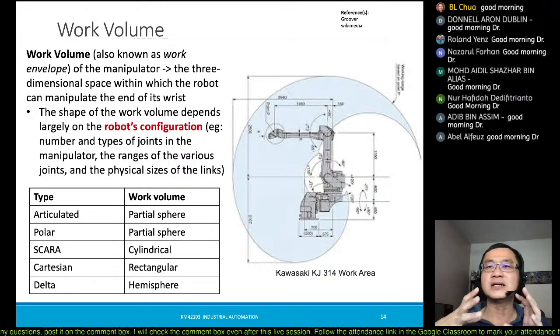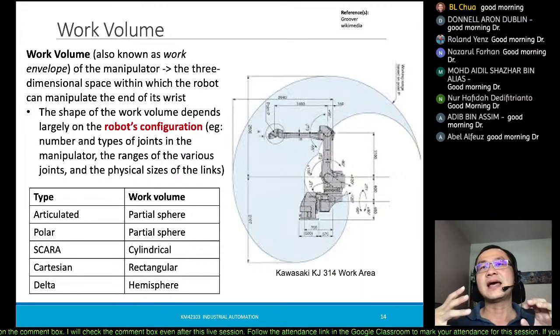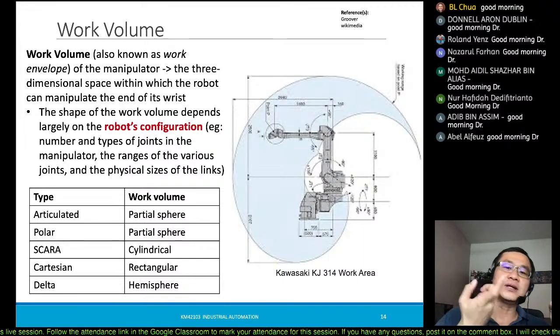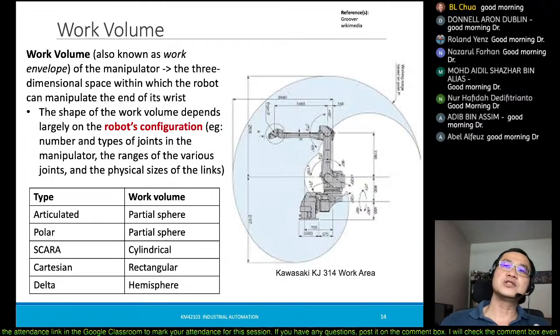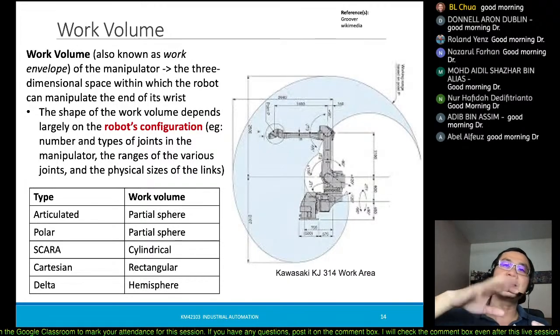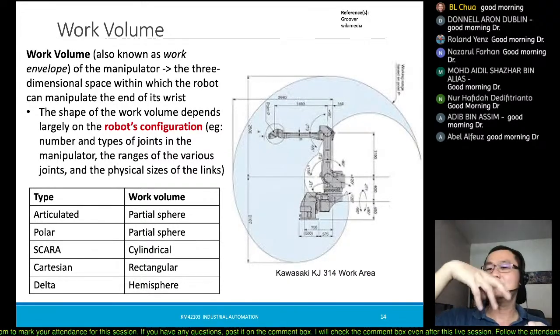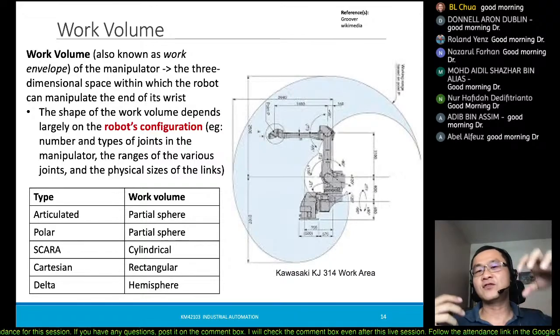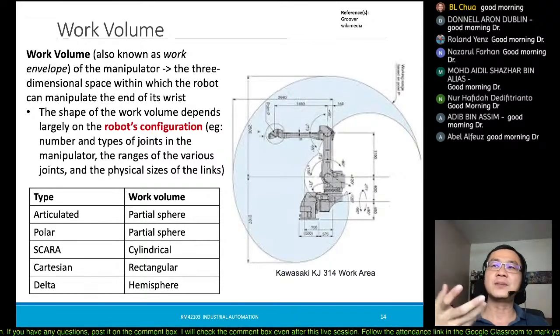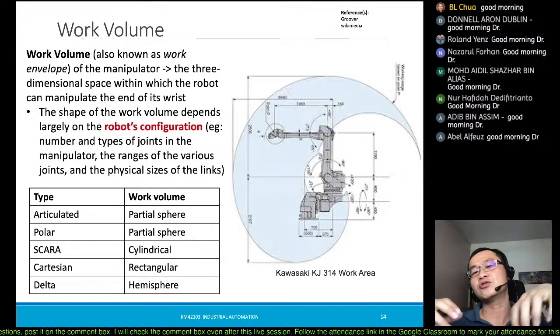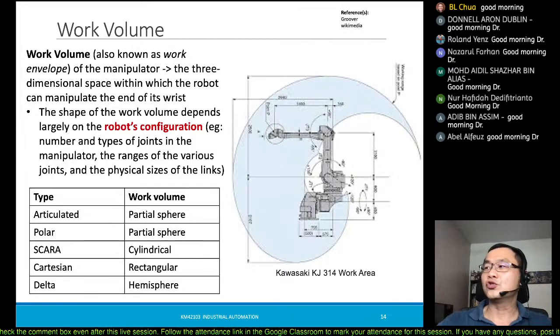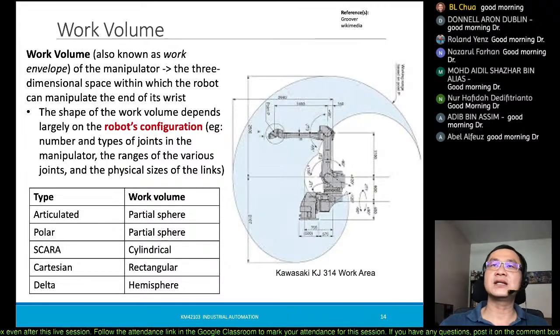For example, in a certain operation like spray painting, you may not want to spray from the bottom. You may want to spray from the top or the side, because the paint may drip if you spray at the bottom. So if you want to spray at the bottom, you have to reorientate your object somehow to make sure that you achieve the desired results.